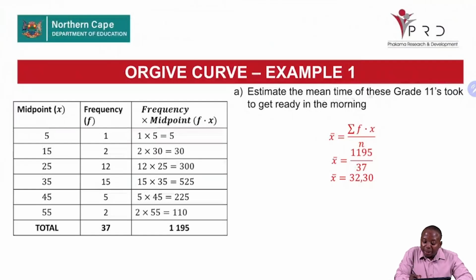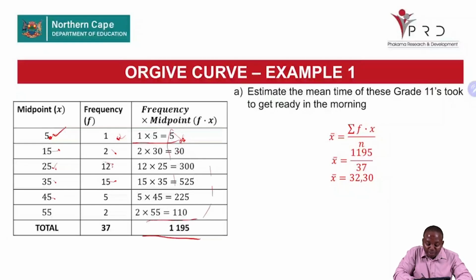Remember, estimate the mean. To find the estimate of the mean, we start with the midpoint. So our midpoint for the first one is 5 times the frequency. We multiply this by that, and we get our midpoint times frequency. Then the second midpoint times its frequency, and we do the same for all of them, midpoint times frequency for the whole data set. Thereafter, you add all of these.